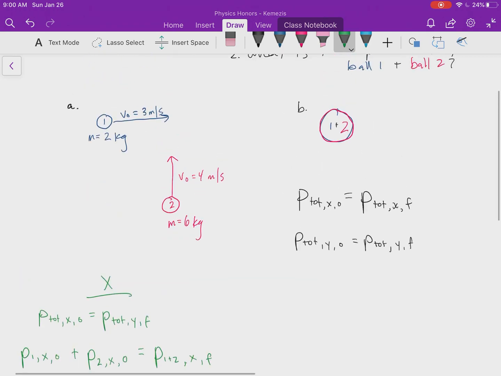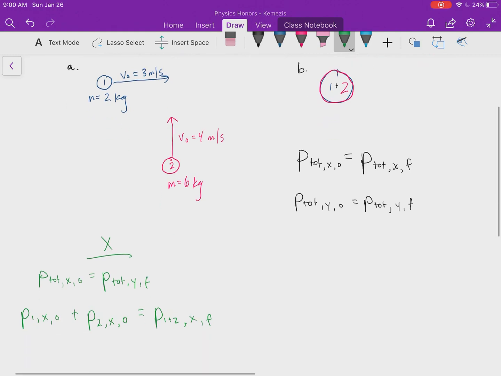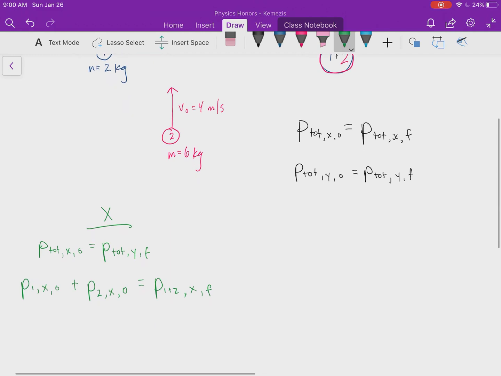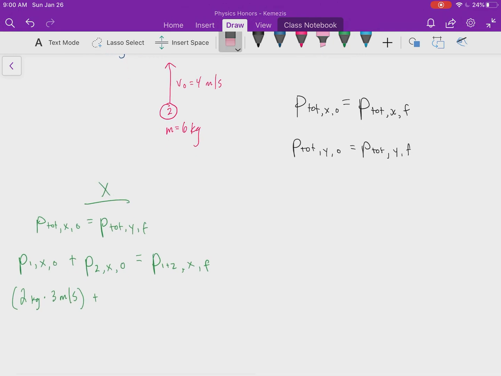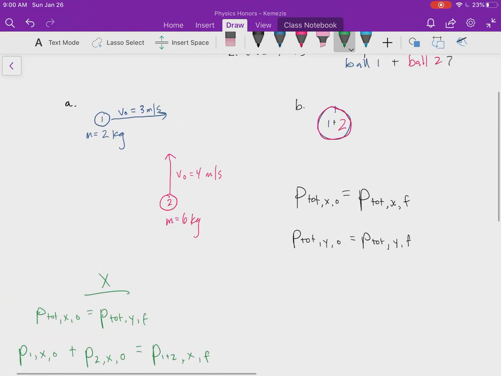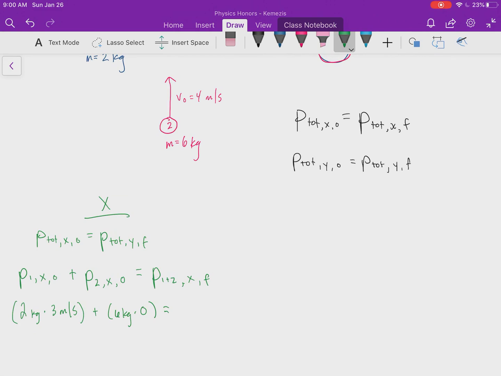Remember, we find momentum by mass times velocity. So for our first object, its mass is 2, and all its velocity is in the x direction. So we would do 2 kilograms times 3 meters per second. We said the second object has no velocity in the x direction because it's moving perfectly north. So if we want to be explicit, the mass technically is 6, but it has no velocity in the x direction. And that's going to be equal to the momentum of this new object, whose mass is 2 plus 6 kilograms, times whatever its final velocity is.